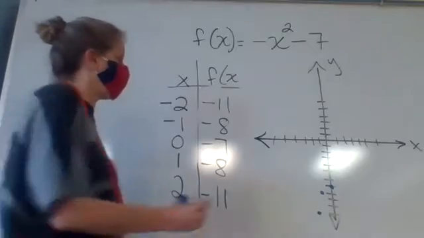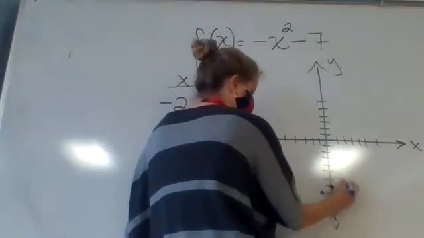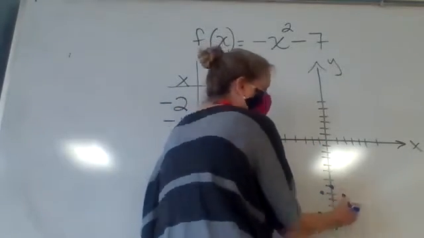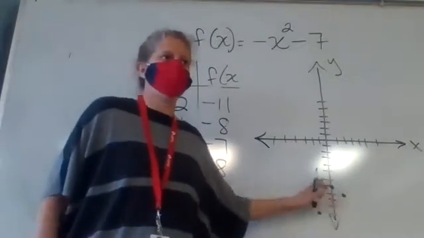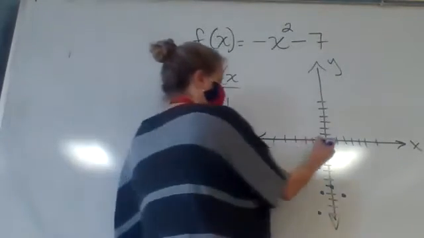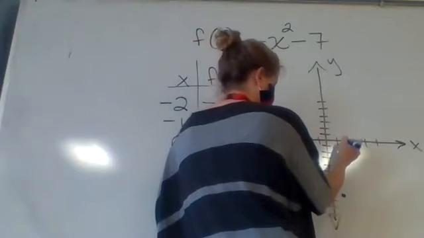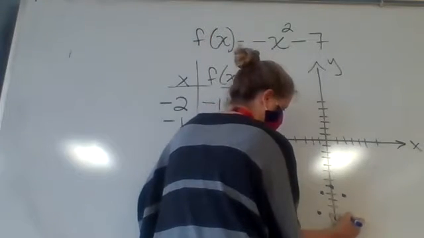1, negative 8. So that would be to the right 1 and down 8 this time. So remember that upside down U that you saw in your calculator? That's what's happening right here. 2, negative 11. This time to the right 2, and down 11.